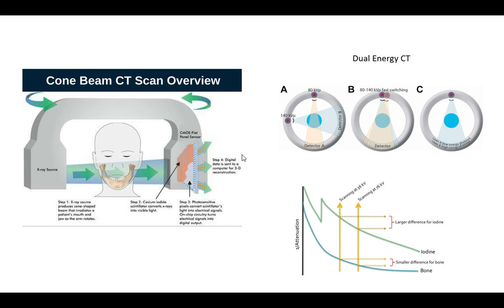Same thing happens for soft tissue. If you've got enough of a spread between the energies so that the difference between your two measurements is large enough, it's the same thing we do with pulse oximetry. It's two variables, two unknowns, solve for them. You can find out the exact composition.